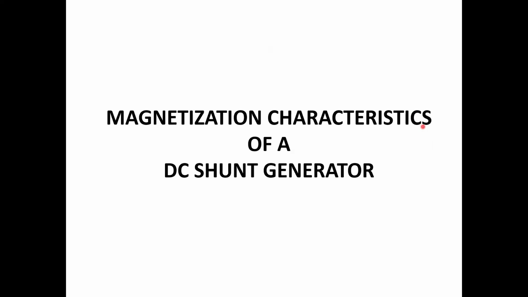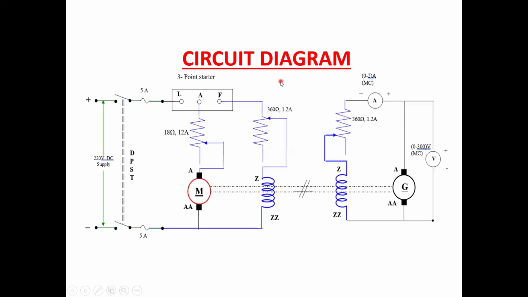We are going to deal with the magnetization characteristics of a DC shunt generator, that too theoretical calculations wise. This one is a circuit diagram. We already conducted our experiment here. This one may be called line, armature, field, and we have two rheostats now. One is the armature rheostat, 18 ohms, and the field rheostat is 360 ohms.